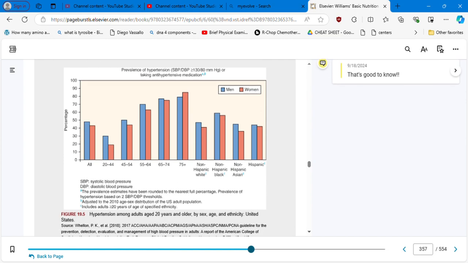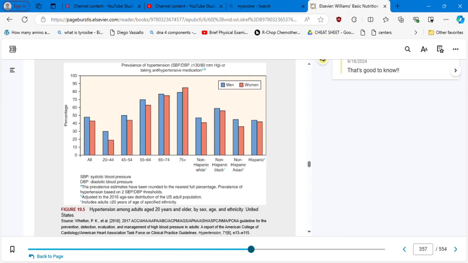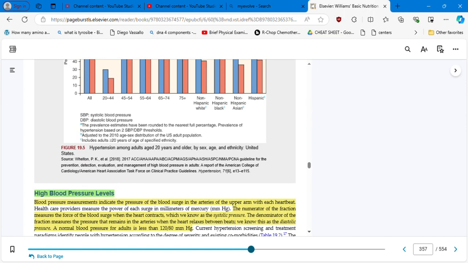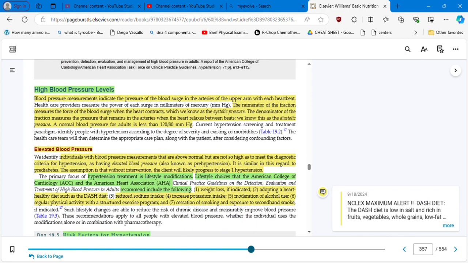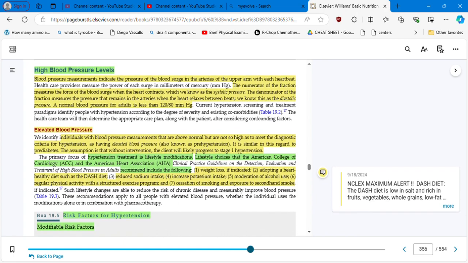Here is a nice diagram, the prevalence of hypertension. Okay, when the systolic is more than 130 and the diastolic is 80. So, you know, the normal blood pressure is 120/80, right? So you can analyze this table. High blood pressure levels. Blood pressure measurements indicate the pressure of the blood surge in the arteries of the upper arm with each heartbeat. The numerator of the fraction measures the force of the blood surge when the heart contracts. So systolic is related to the heart contraction. And then the denominator of the fraction measures the pressure that remains in the arteries when the heart relaxes. That's your diastolic. And the normal is 120/80.